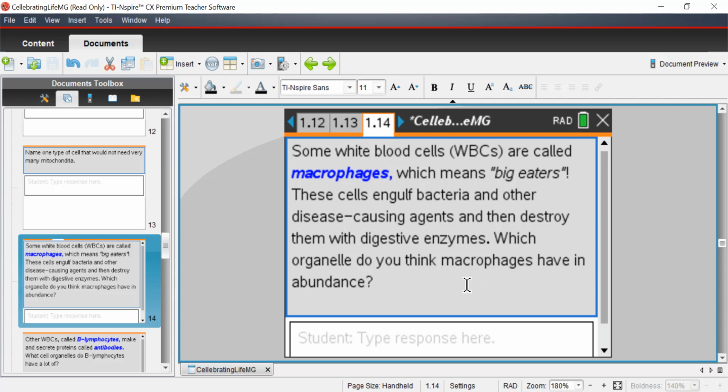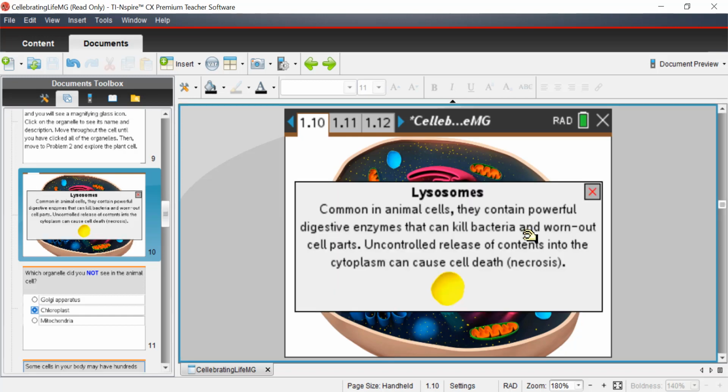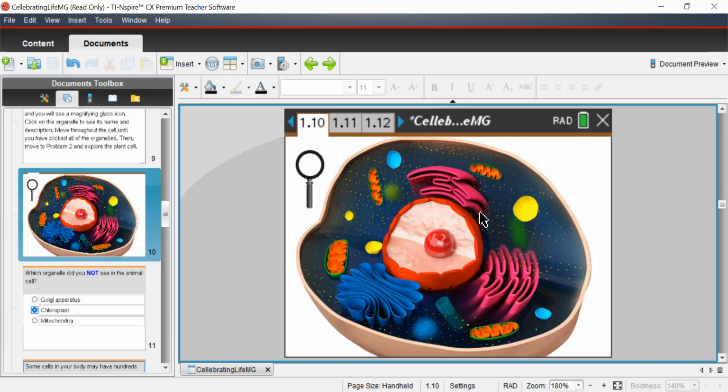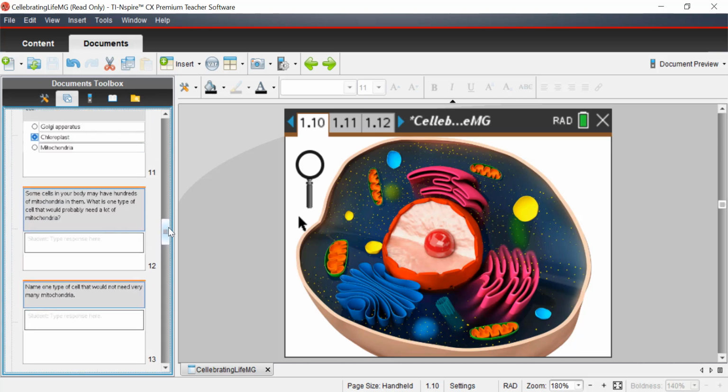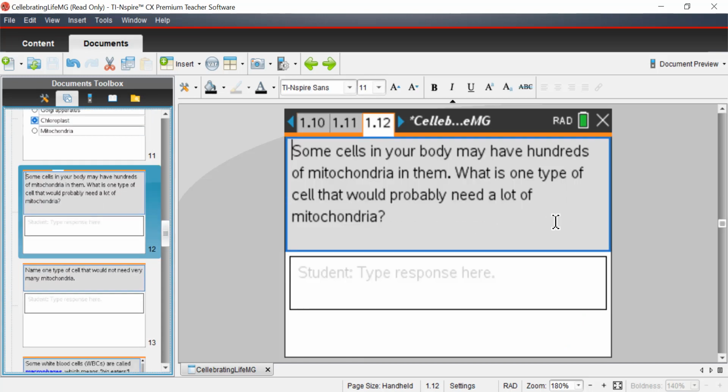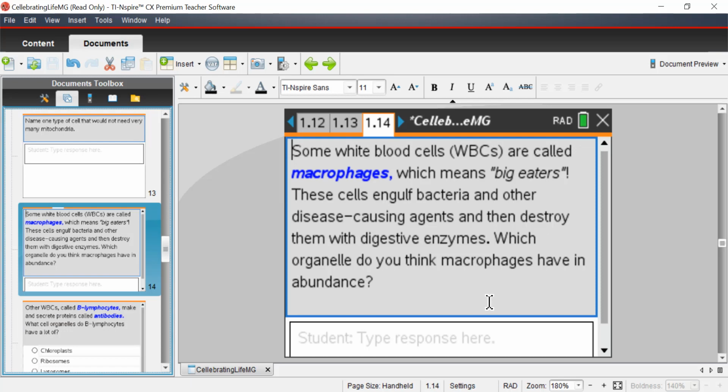Which organelle do you think macrophages have in abundance? Remember we talked a little bit about an organelle that had a similar function to these white blood cells. Well, here you go, lysosomes. So white blood cells have a ton of lysosomes because they're the ones that can use digestive enzymes and break apart the bacteria that doesn't belong in your body. Okay, so we said lysosomes for this one.